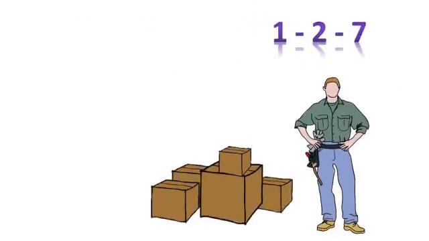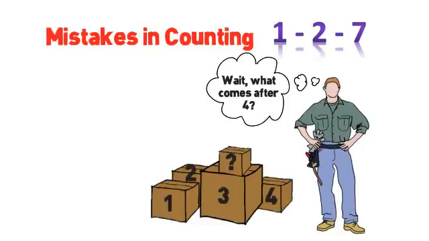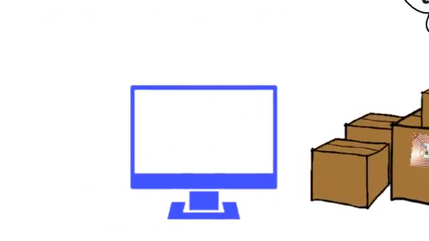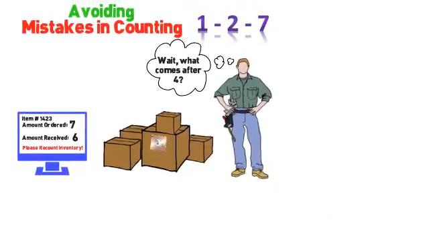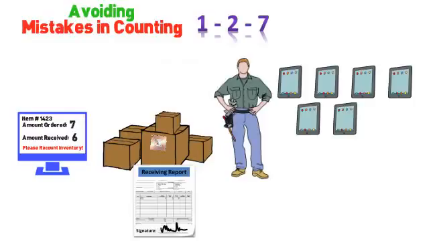Next, there are mistakes in counting. This can be a problem because your records won't be up to date and you won't know when to reorder items. You can avoid this by using barcodes or RFID tags, configuring your ERP system to catch discrepancies between orders received and amounts ordered. You can also require receiving employees to sign a receiving report, and avoid informing employees of quantities ordered.